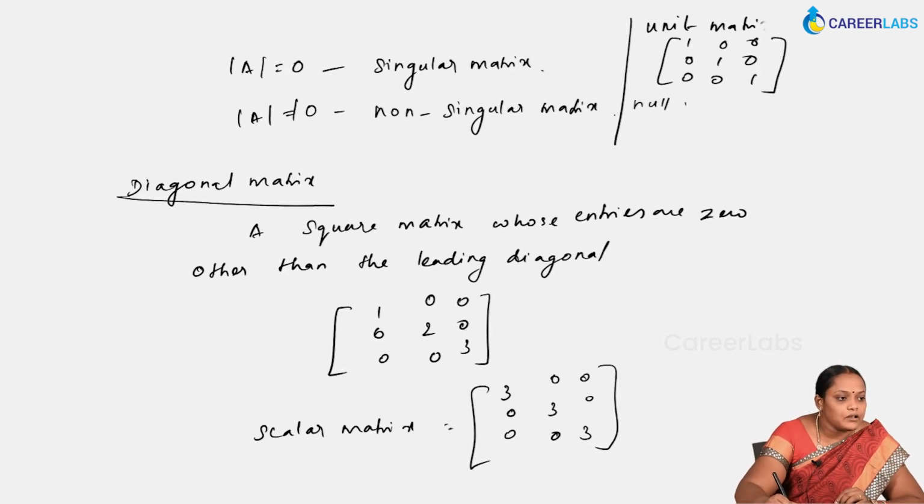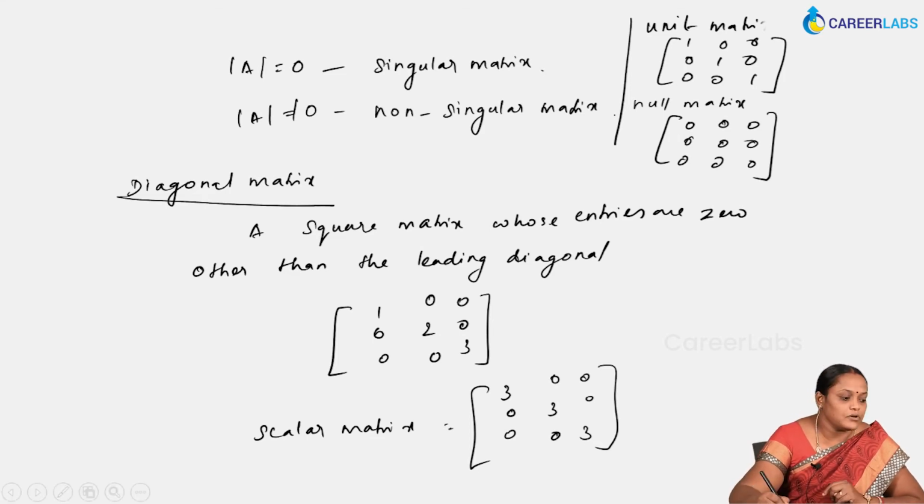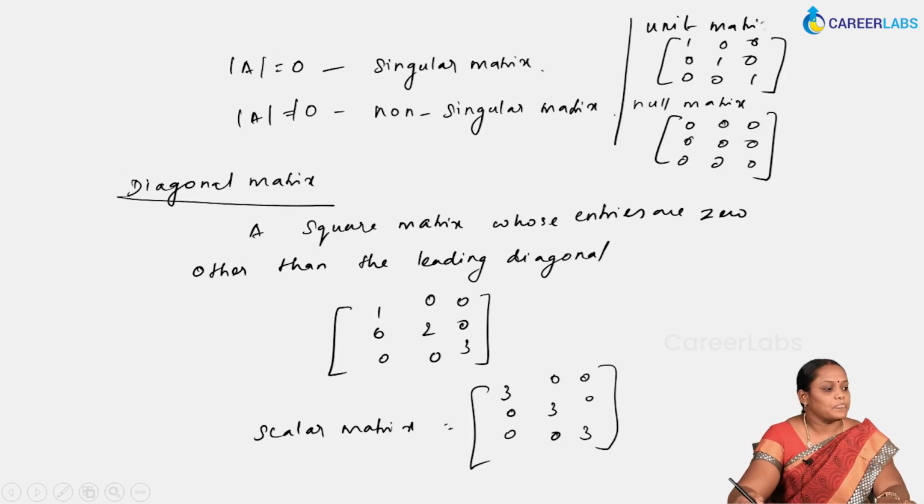Then what do you mean by a null matrix? All the entries should be 0. For example, if we consider a 3 cross 3 matrix and all the elements are 0, then we call this matrix a null matrix.